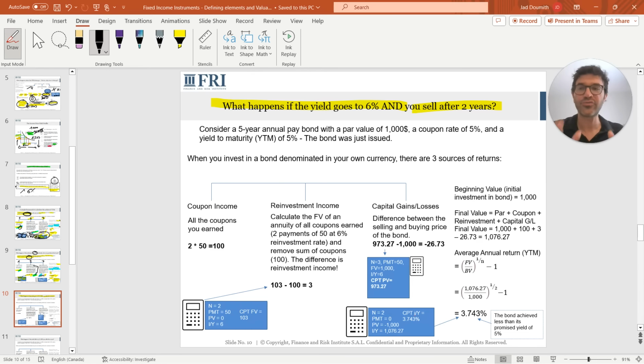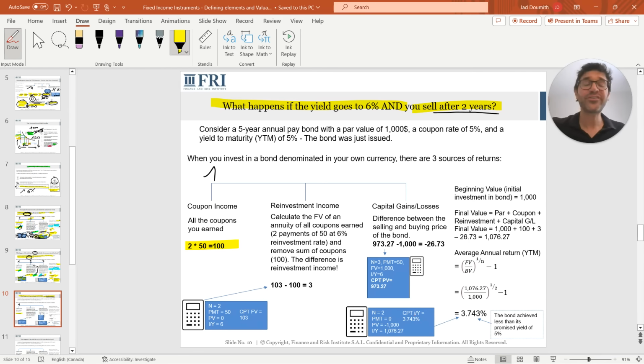You bought the bond for 1,000. The yield went up to 6. You held the bond only for 2 years. Let's start the analysis. The first source of return is the coupon income that you earned. But please be careful here. You only held the bond for 2 years, so you only collected 2 coupon payments for a total of $100.